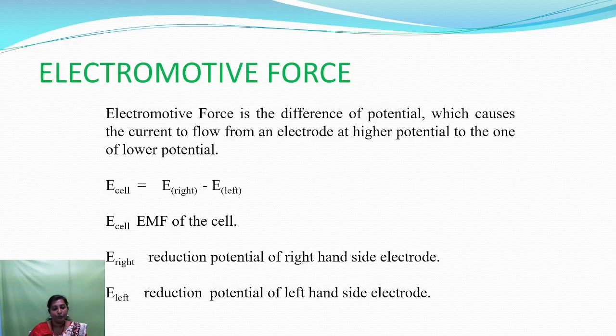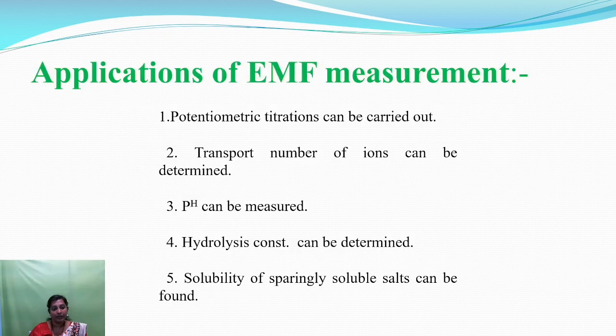Then electromotive force. The short form of electromotive force is EMF. The electromotive force is the difference of potential which causes the current to flow from an electrode at high potential to one at lower potential. The formula is E cell equals E right minus E left. E cell is the EMF of the cell. E right is the reduction potential of the right hand side electrode. E left is the reduction potential of the left hand side electrode.